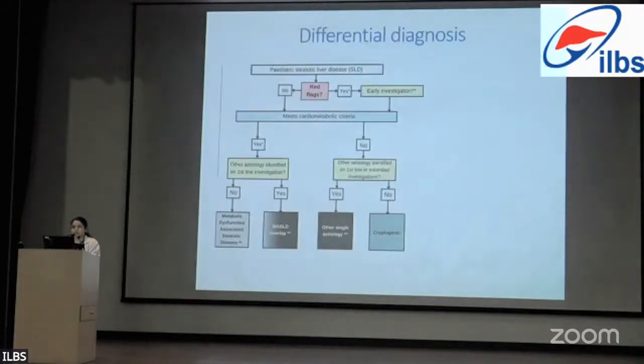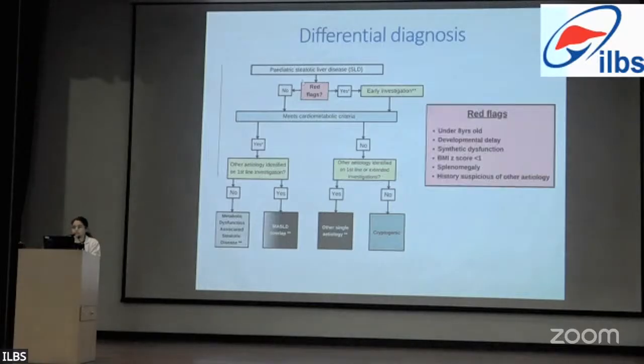So coming to the differential diagnosis, we now had a child who presented to us with steatotic liver disease. The first thing that we should look for in this child is whether there are any red flags and whether the child needs urgent evaluation. So what would be the red flags in a pediatric patient with steatotic liver disease? Any patient who has an early onset of steatosis under 8 years of age, who has developmental delay, any synthetic dysfunction, low BMI associated with steatosis in the liver, or presence of splenomegaly should be evaluated urgently.